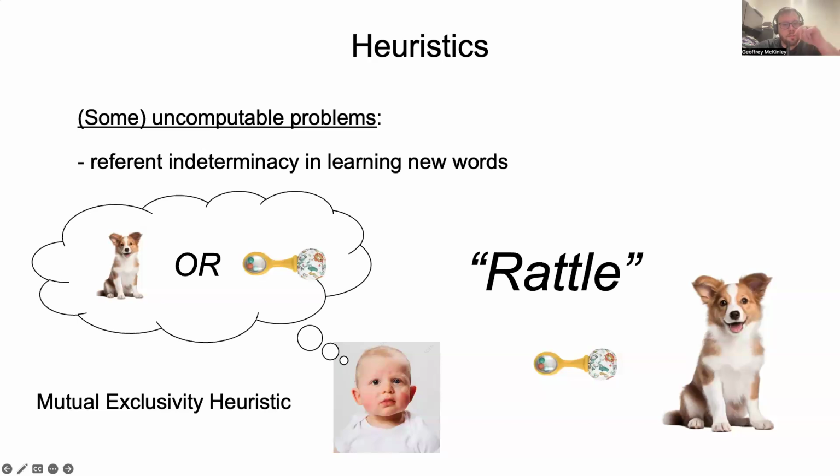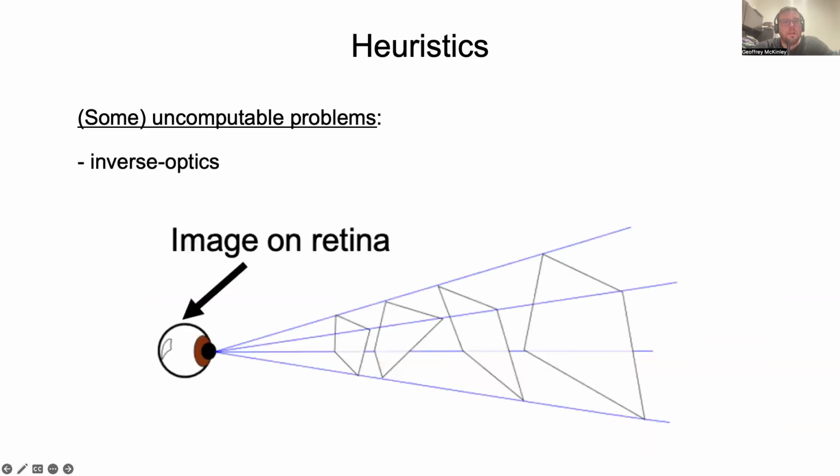Okay, so now we're going to talk about the inverse optics problem. The idea here is that inverse optics refers to the task of reconstructing the 3D world from two-dimensional retinal images. The problem arises because there is an infinite number of possible physical scenes that could give rise to the same 2D projection on the retina. And this means that there's no unique solution.